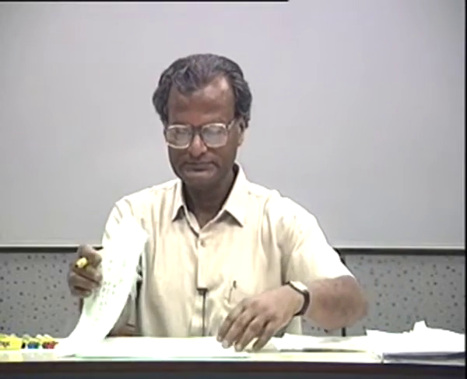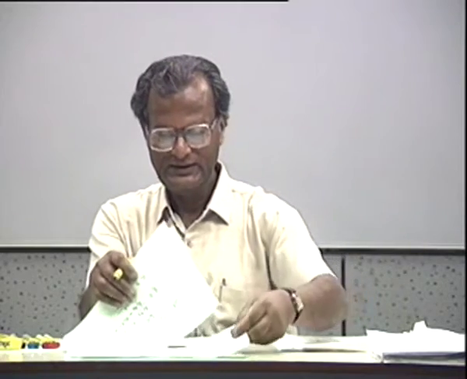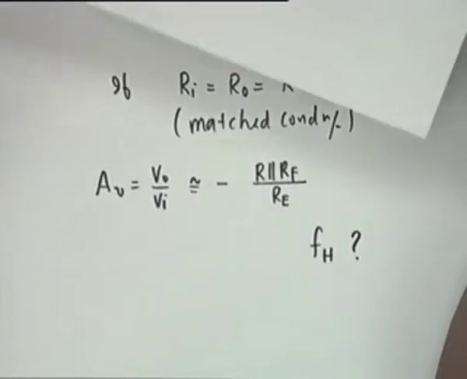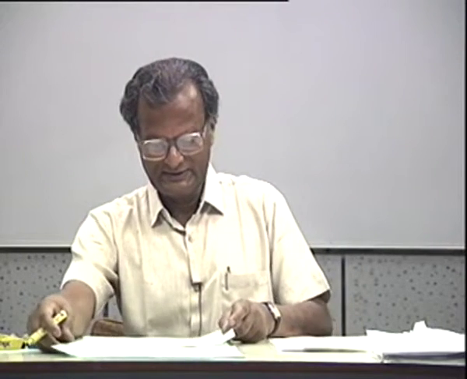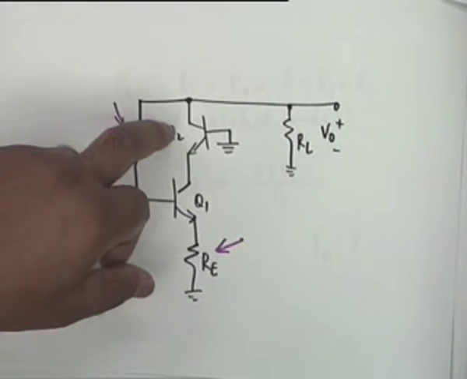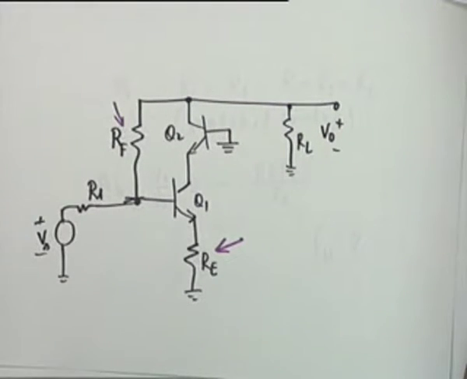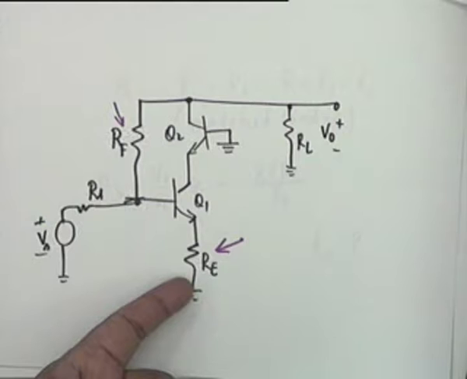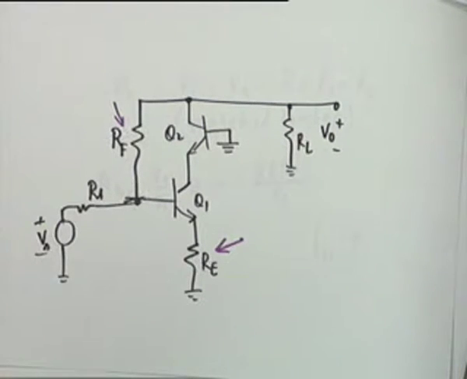Now, this dual loop feedback using a single transistor, we said it could also be applied to the cascode connection. There is another way that it can be applied, and that is instead of a cascode, you use the cascade connection, and apply the shunt connection and the series connection in a non-interactive fashion. It's not difficult to imagine how this is done.